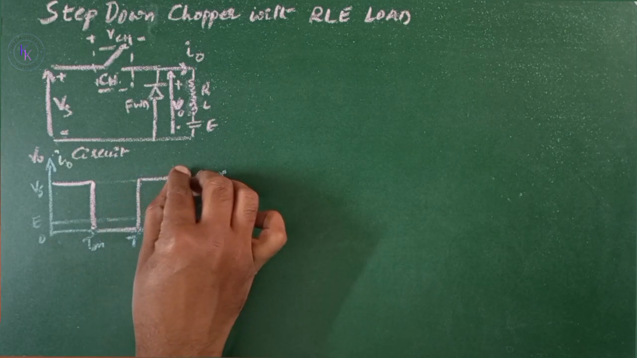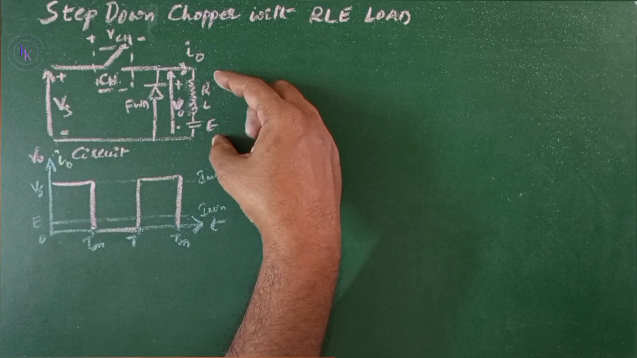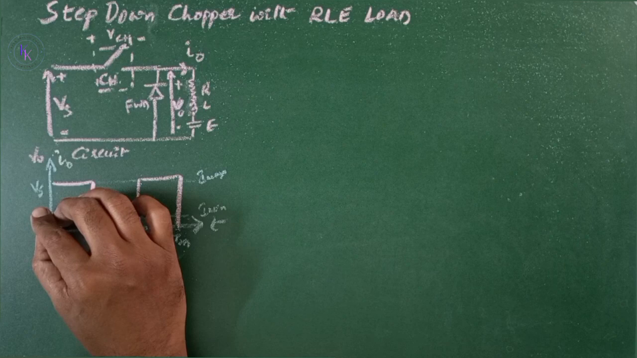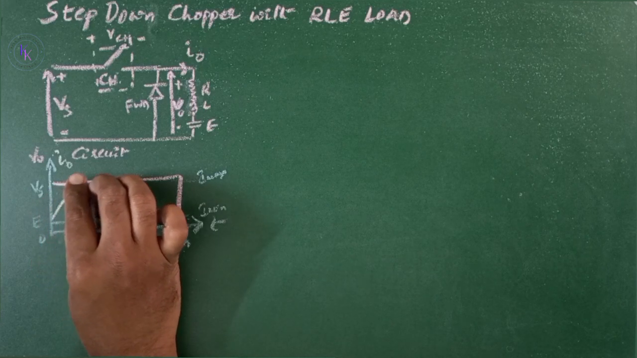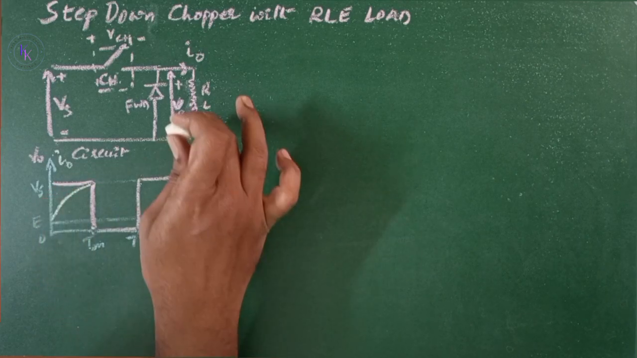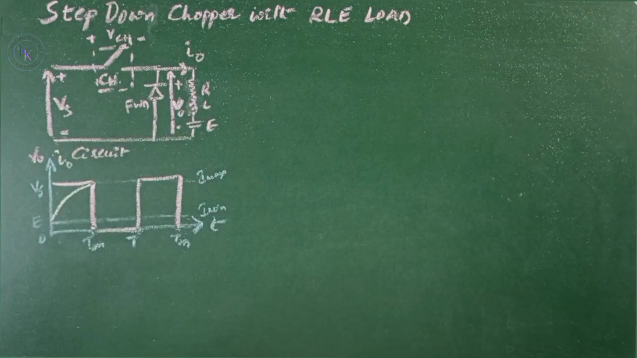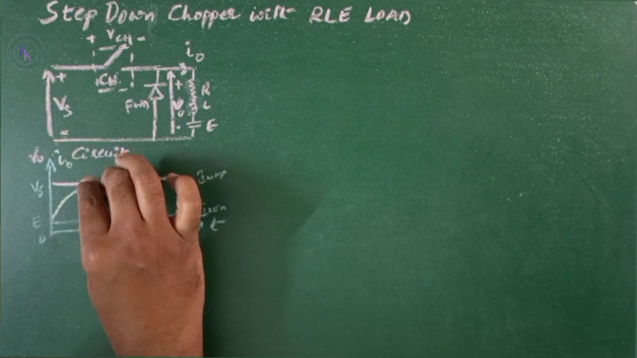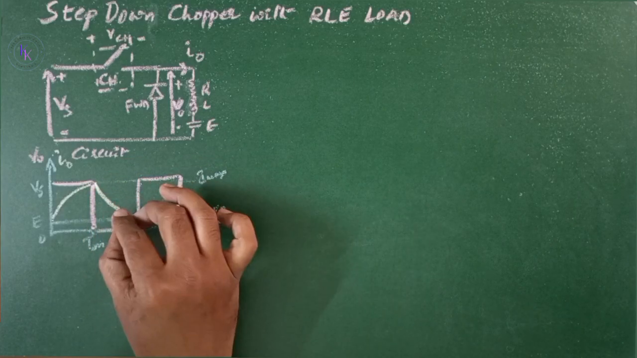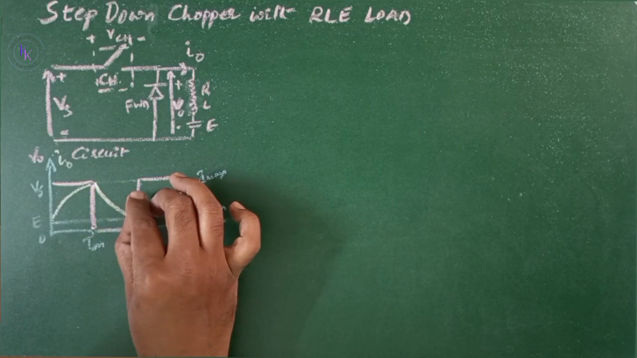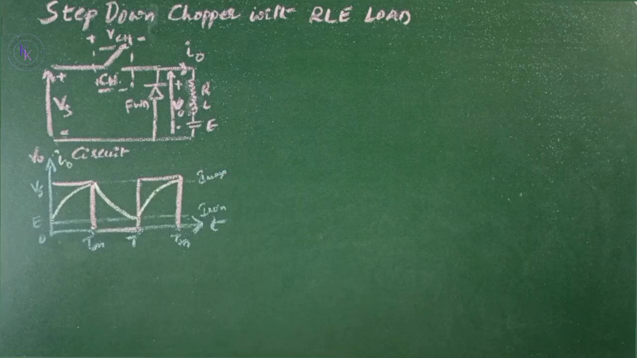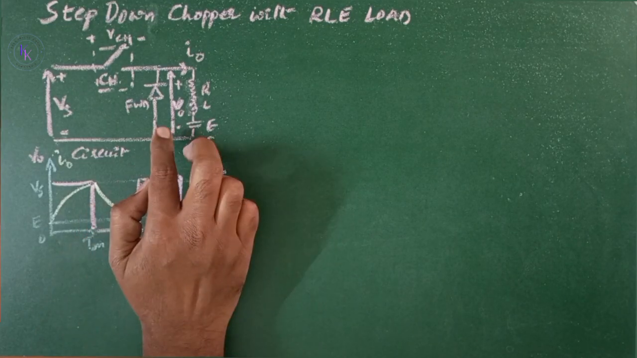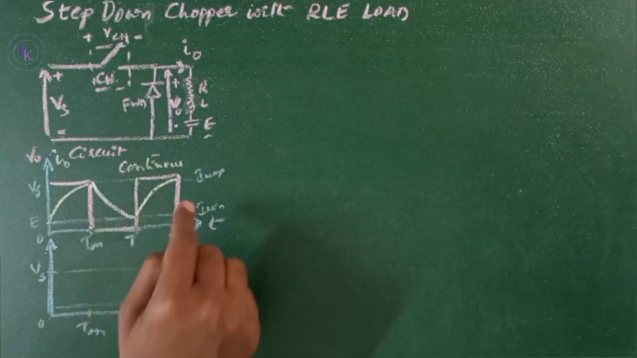When voltage appears across the RLE load, the current gradually increases from its minimum point to maximum due to the inductor present in the load. When it is turned off at T on, the current gradually decreases to minimum value and then it increases. This is going to repeat the next cycle. During the turn-off period, the current flows through the freewheeling diode. This is continuous conduction operation.